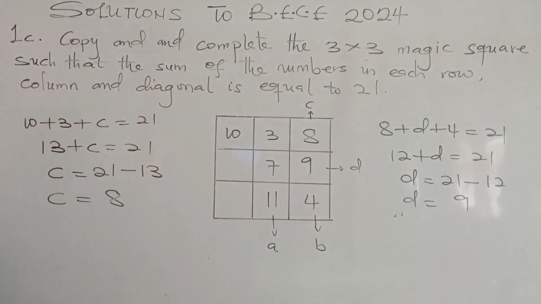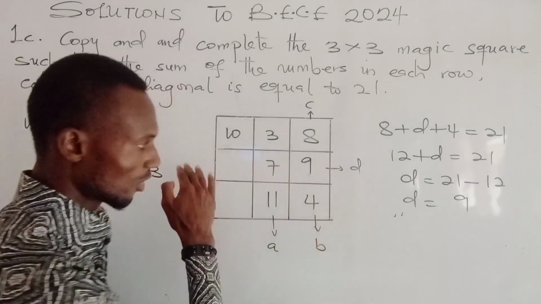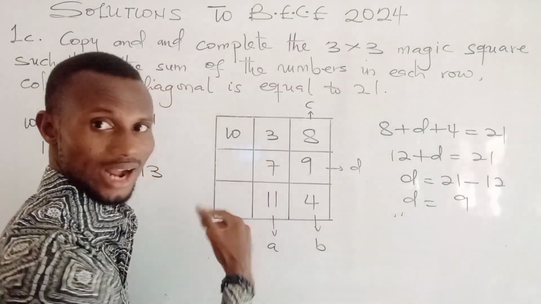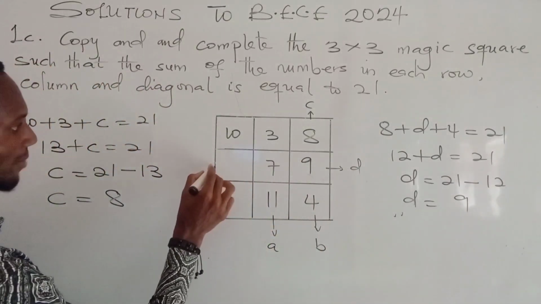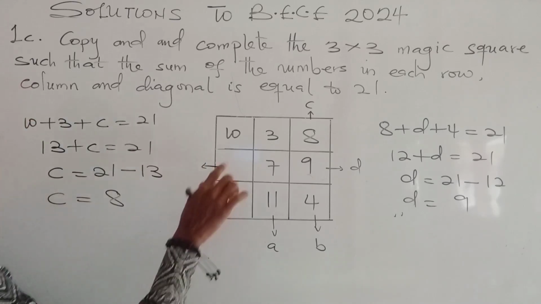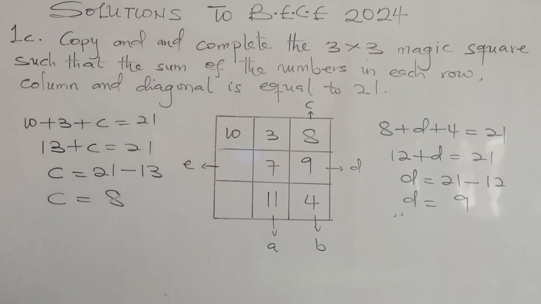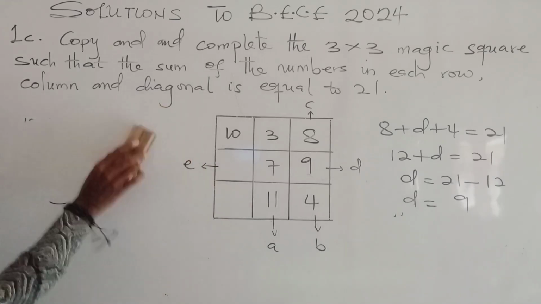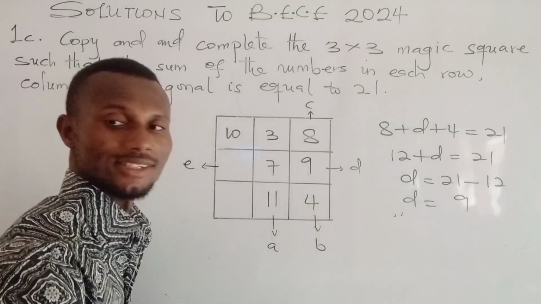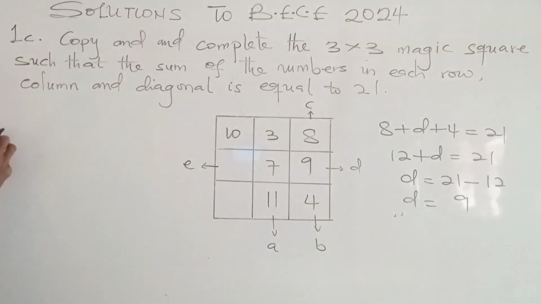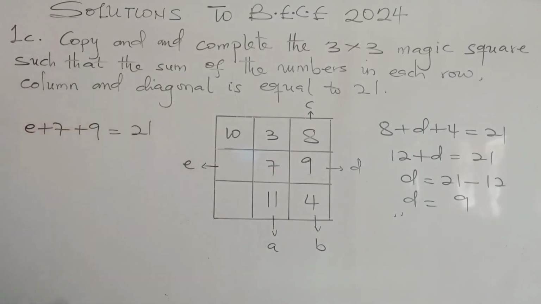Now let's go ahead and find this side. Now two sides of this row, the middle row, we know now: 7 and 9. So we can equally find this side as well. So let me represent this side by a variable. Let me say E. So here is E. Then let me clean here so that we continue. So E plus 7 plus 9 should be equal to 21.